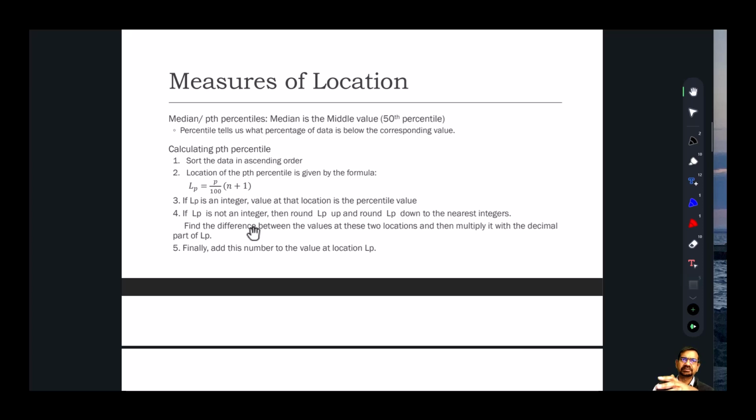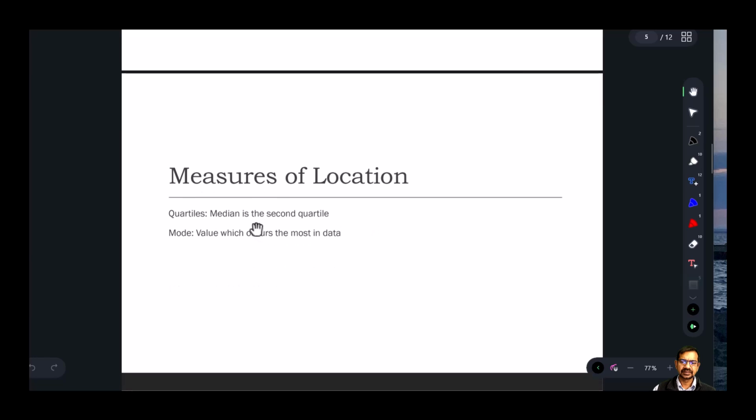And again, as we'll see, the software packages will calculate these very easily for us. Then, as we said, median is the 50th percentile, but then we're also interested in the lower quartile, quartile 1, quartile 2, and quartile 3. And then mode is the value that occurs the most.